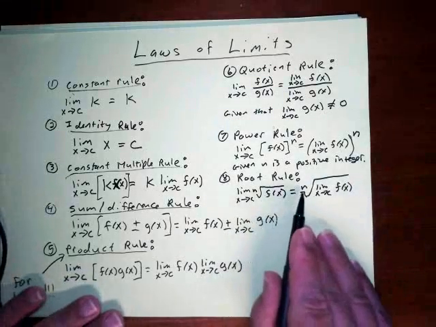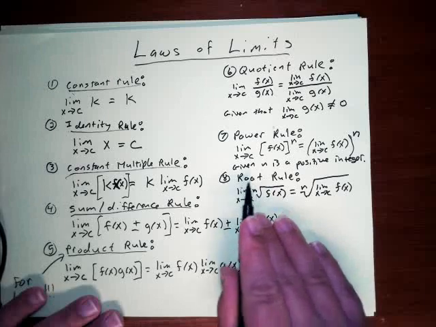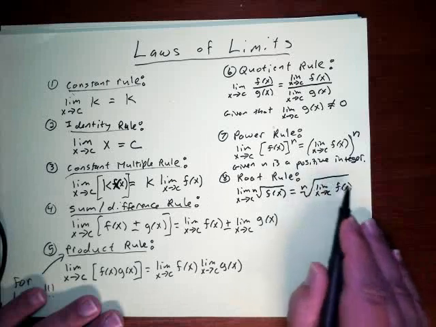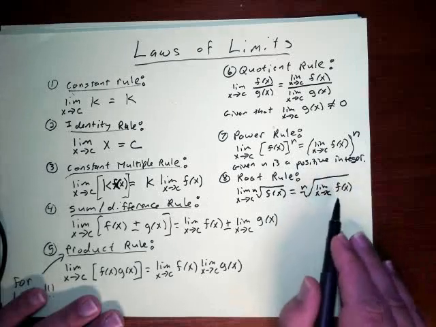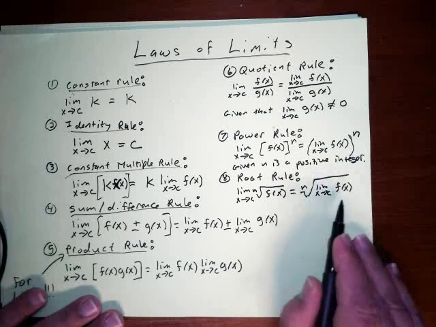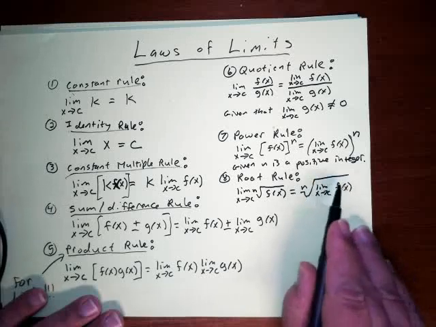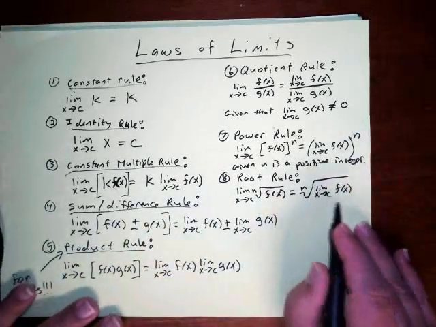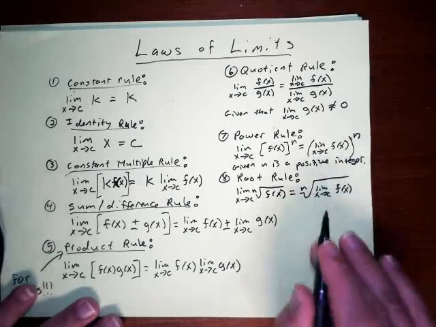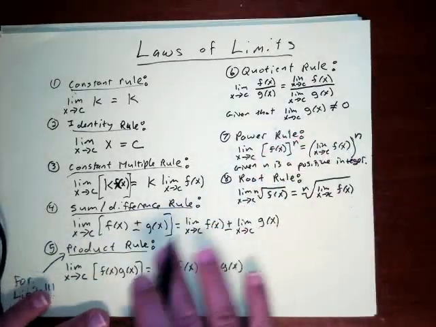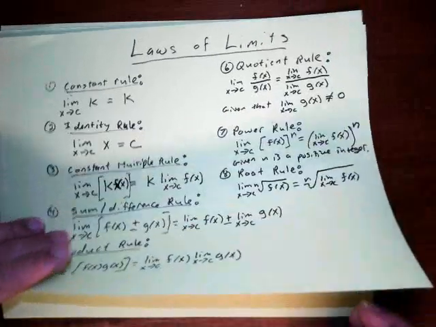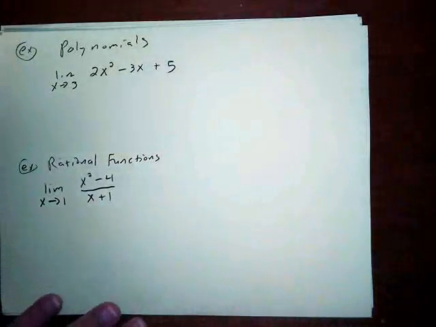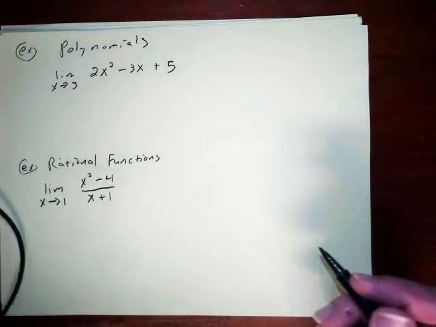Also, I should say here that n has to be a positive integer, but if it's even, then when you do this limit, f of x has to be positive for an interval around c, because you can't have a negative number underneath the radical. So you do have to make sure f of x is positive around where you're taking the limit. But otherwise, these rules are really helpful, and you can use them to do quite a bit.